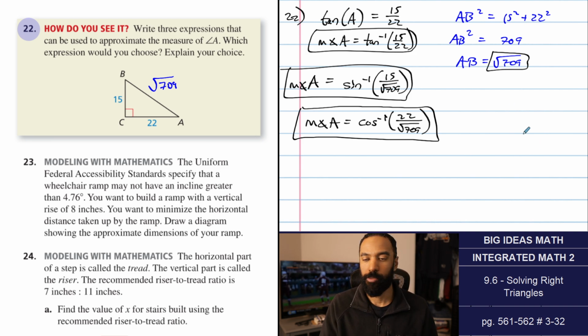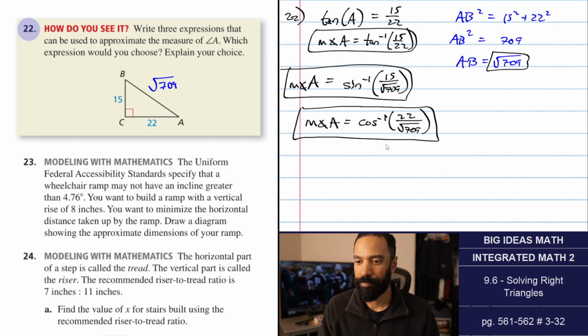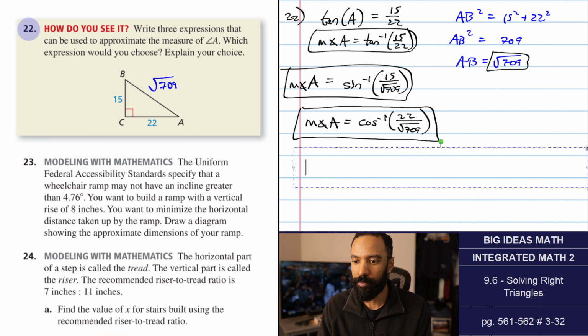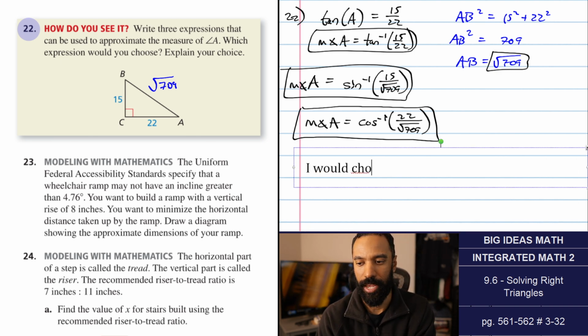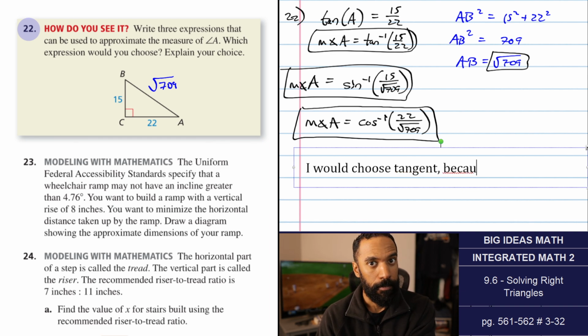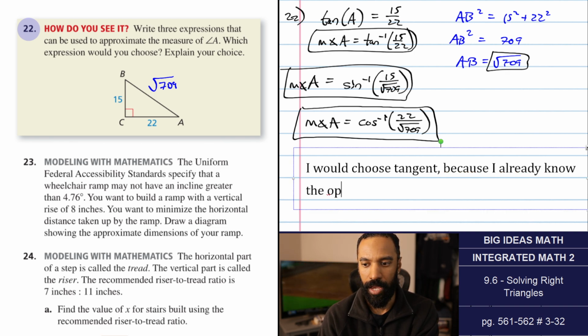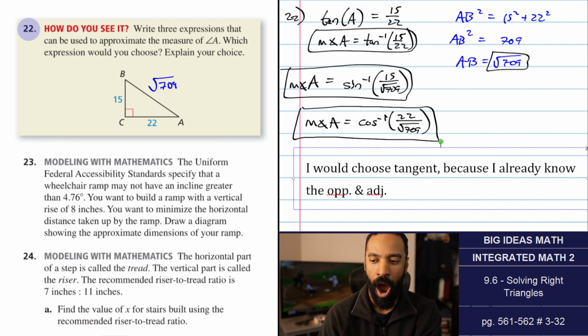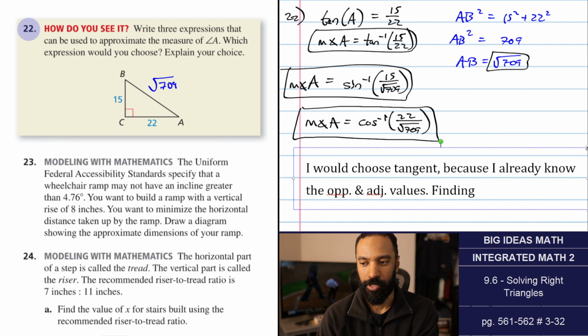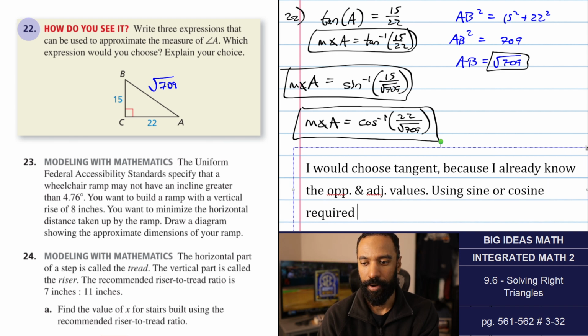However, which expression would I choose? Explain my choice. And this problem is taking longer than I thought it would. I would choose tangent for several reasons. The main culprit is because I already know the opposite and adjacent values. Finding sine and cosine, or using sine and cosine, required finding the third side and using Pythagorean theorem to do so.